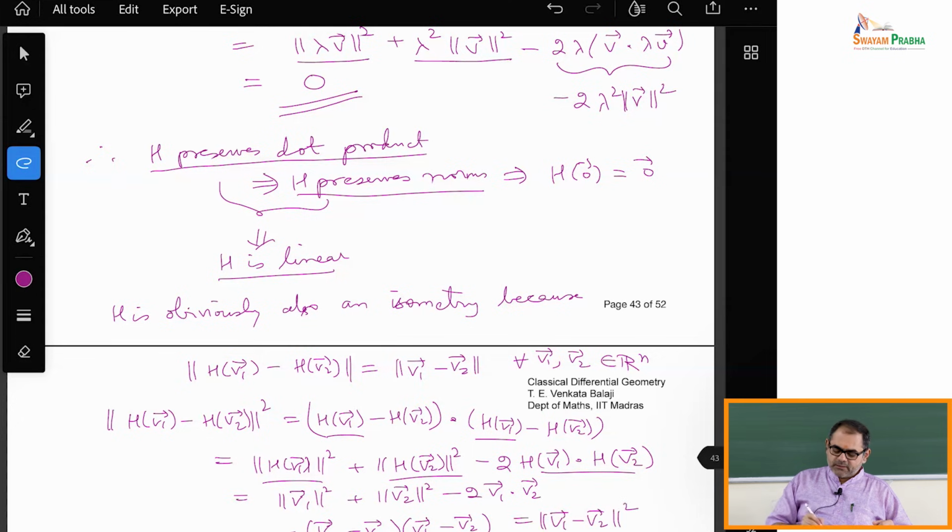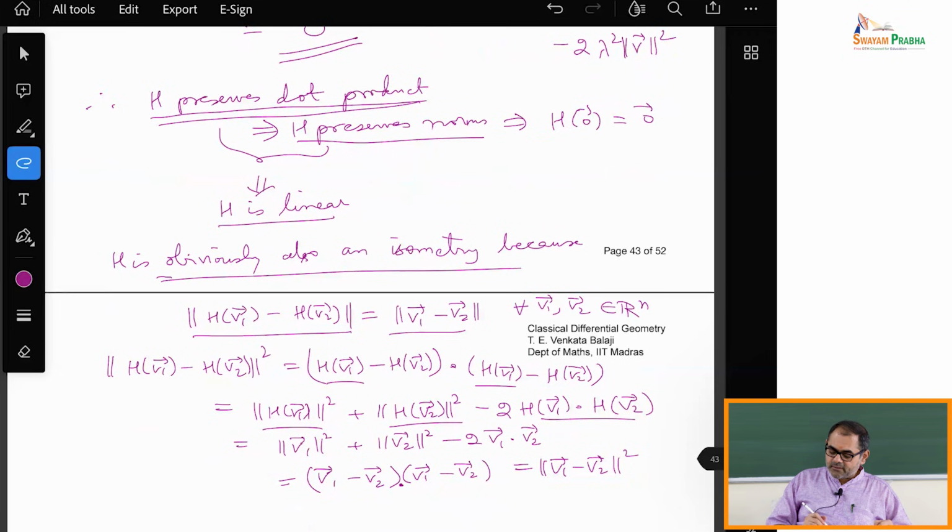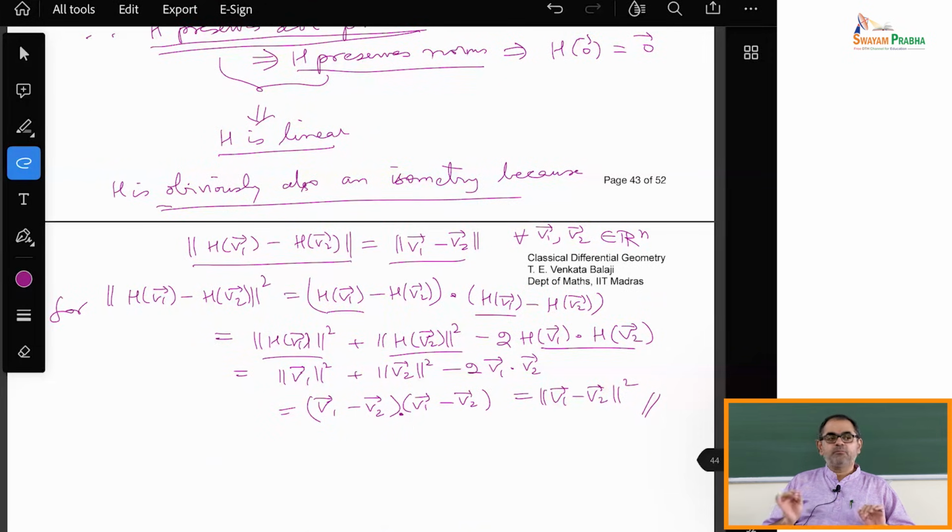Okay, so the proof that if H preserves a dot product, then H is also an isometry, comes from the fact that norm of HV1 minus HV2 is equal to norm of V1 minus V2. Thus, that means we have proved one way. If you start with a map which preserves dot products, then it will be an isometry and it will take 0 to 0, and also it will be linear.